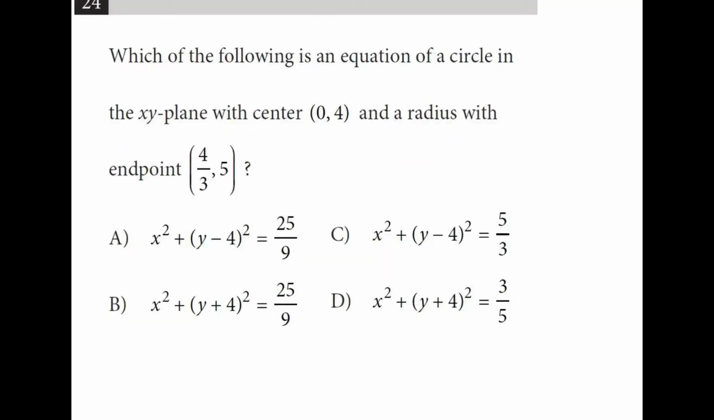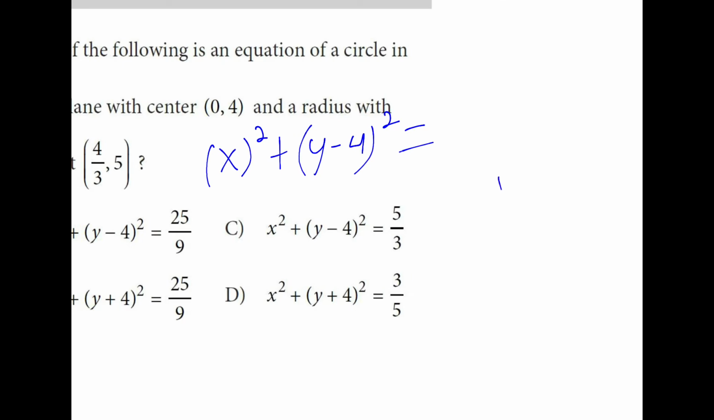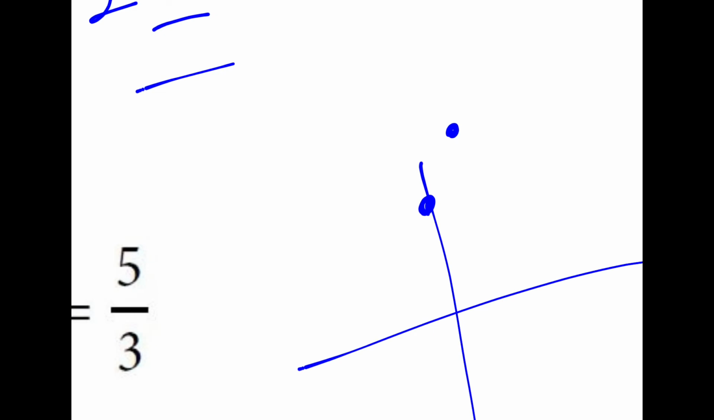So my center is 0, 4, so I can say x minus 0 squared plus y minus 4 squared. And I have a radius with endpoints 4/3 and 5. So if I'm here at 0, 4 for my center, and one of my side lengths is 4/3 and 5, I can draw a little right triangle. So this is a distance of 1, this is a distance of 4/3.